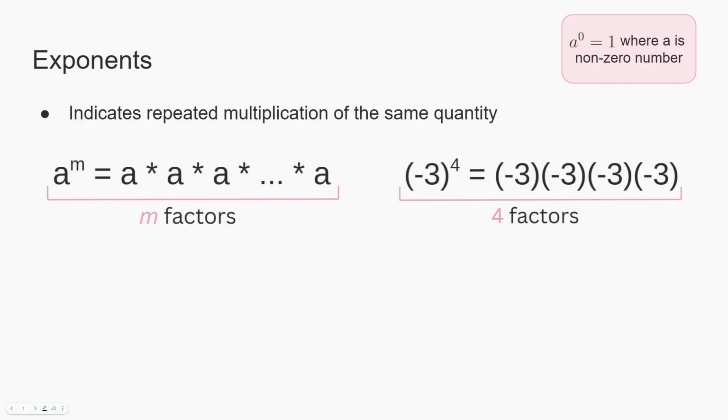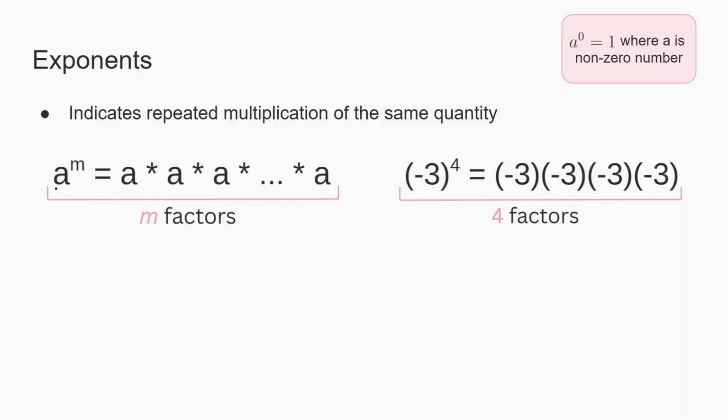Before we go over the properties of exponents, let's start by introducing what an exponent is. Exponents indicate repeated multiplication of the same quantity. This means that we're multiplying the same number multiple times. An exponent is this small number written above and to the right of the base number. That tells you how many times to multiply the base by itself.